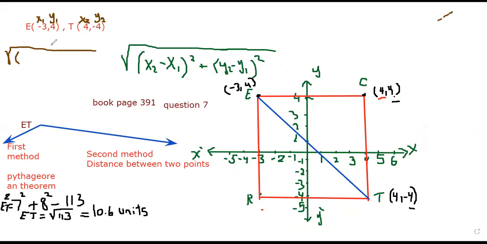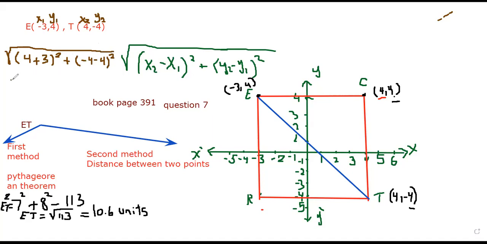Okay, so we have 4 plus 3, it's x2 minus negative x1. Yes, it's supposed to be 4 minus negative 3, so I appreciate that you said plus 3, because a negative times a negative will be positive. Then plus brackets, negative 4 minus 4, brackets and power of 2.